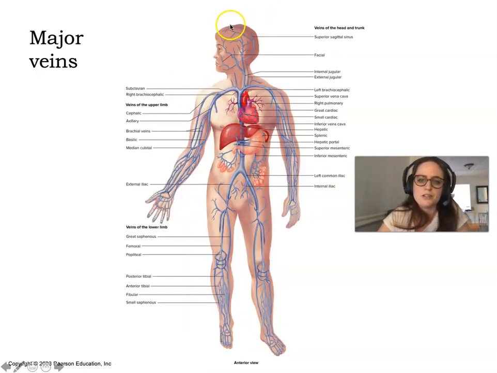There's that superior sagittal sinus. That was where we reabsorbed that cerebrospinal fluid. Here it is draining into your jugular vein, back to your left brachiocephalic, because this is a left side view.